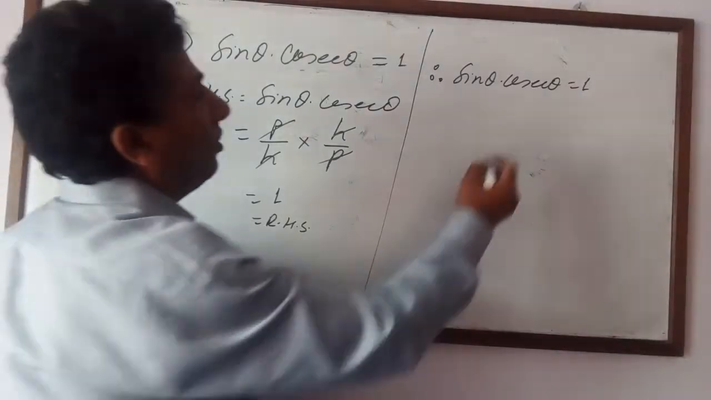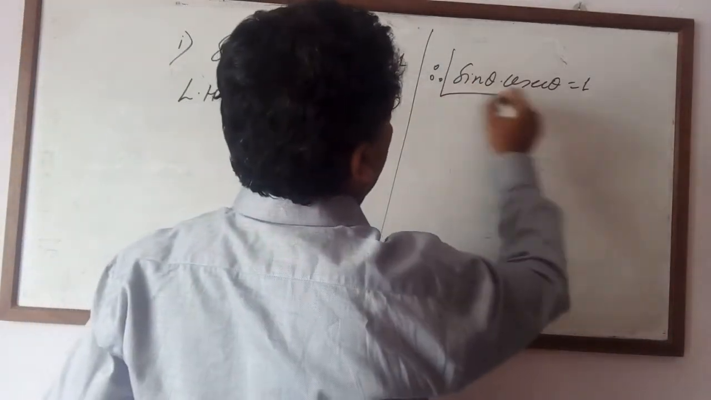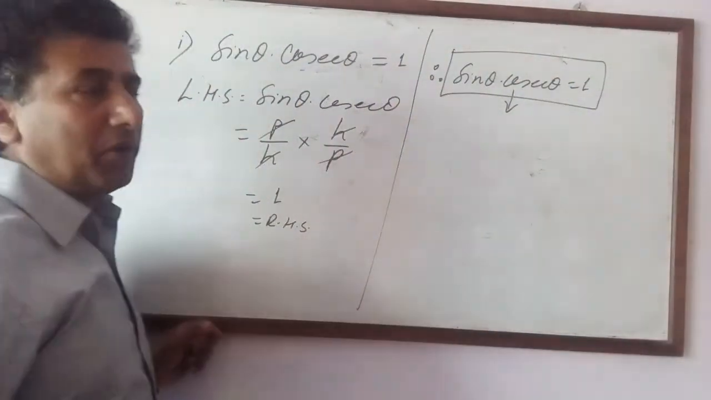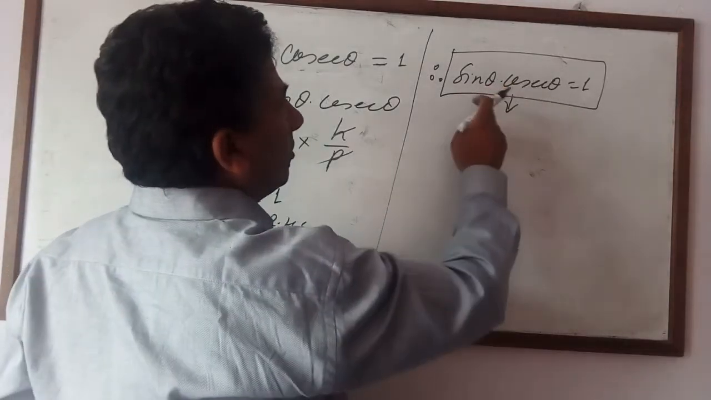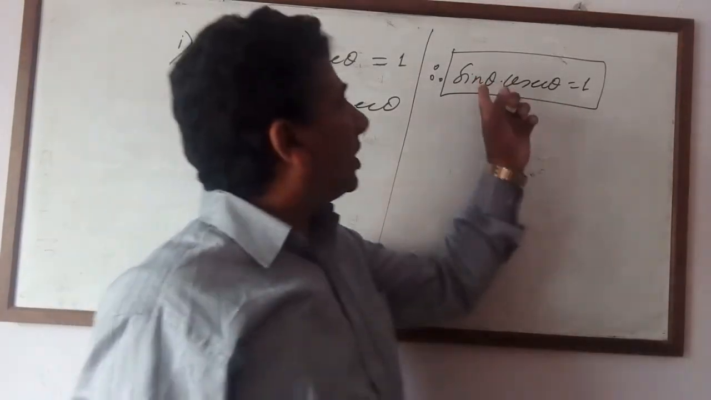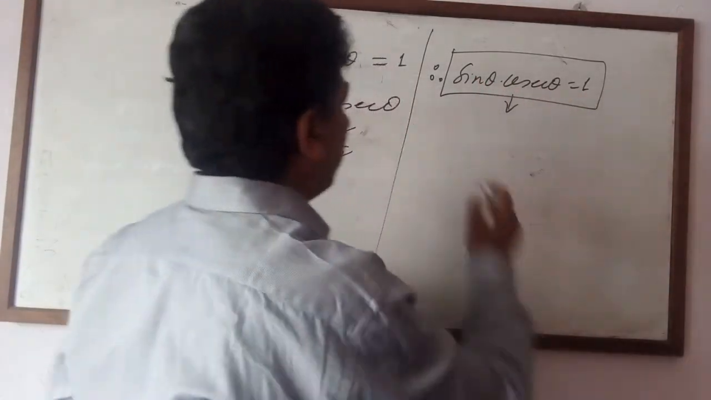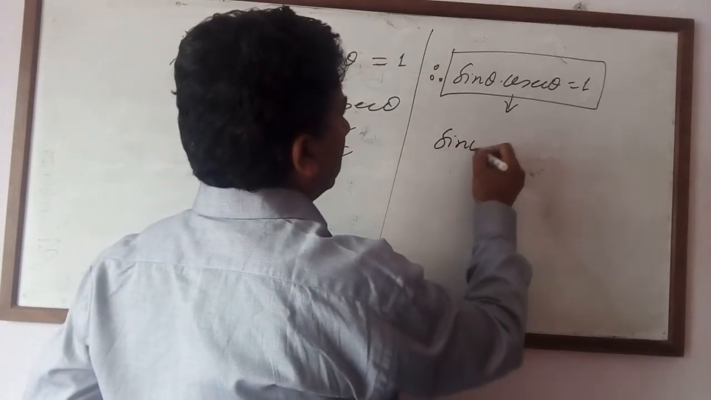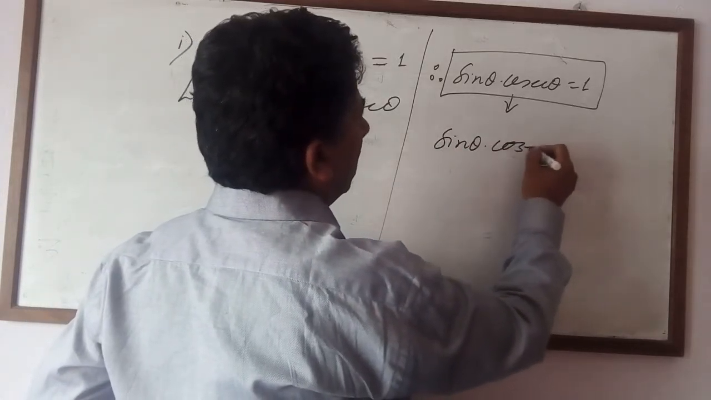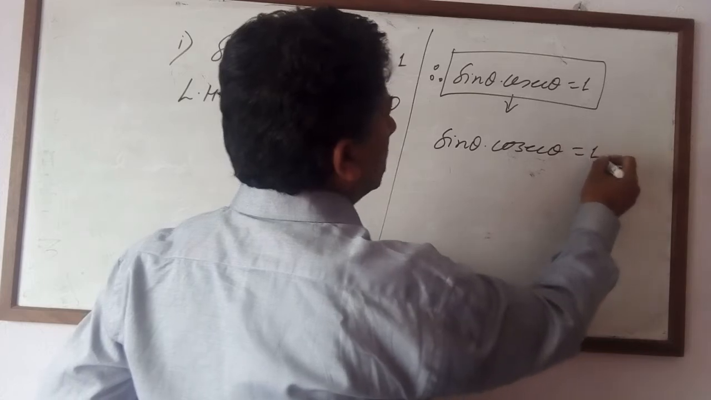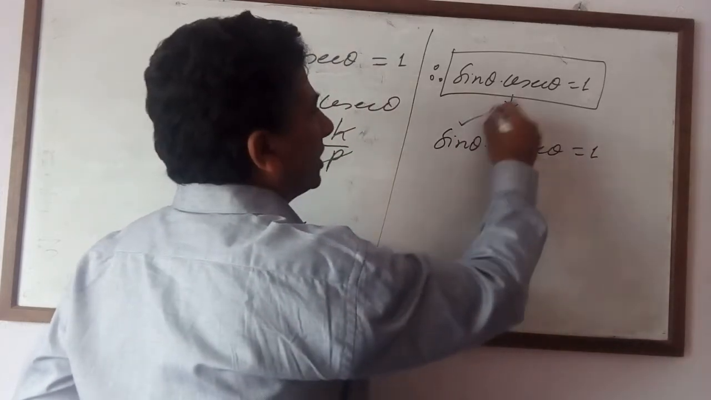Now from here, this is the main formula. Now from here, which one do you want to remove: sine theta or cosec theta? Sine theta times cosec theta equals 1. Which one do you want to remove? Okay, I'll remove this sine theta.